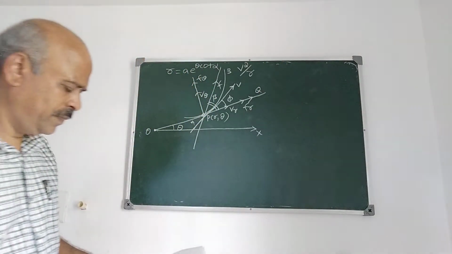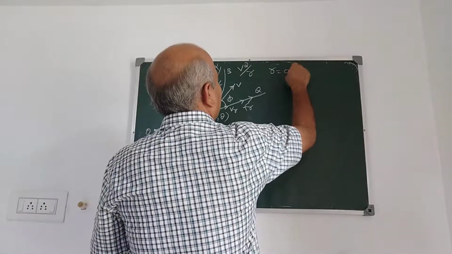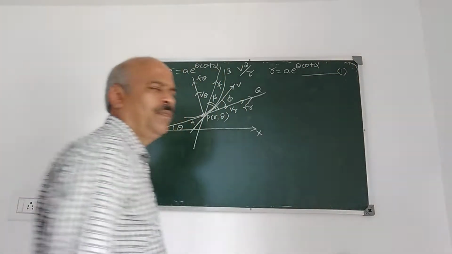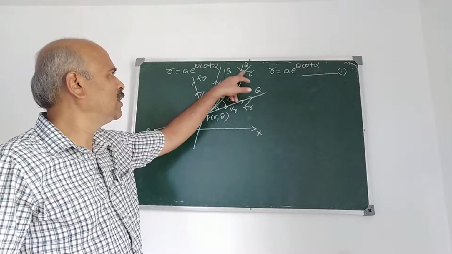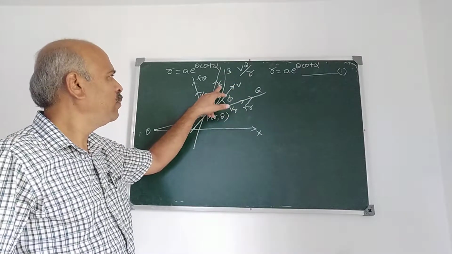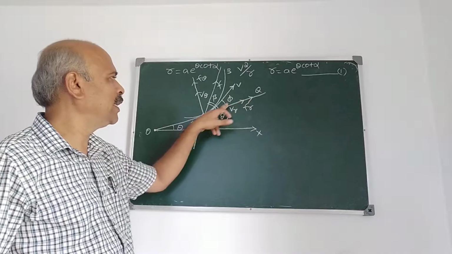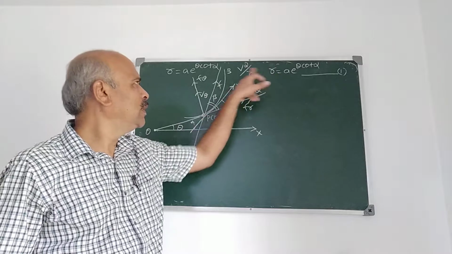What is given? R is equal to a e raised to theta cot alpha; take this as 1. What is the problem? Prove that f is equal to v square by r, and f makes an angle beta with the radius vector. We have taken beta as the angle made by f with the radius vector. Beta is equal to 2 alpha, and f is v square by r.